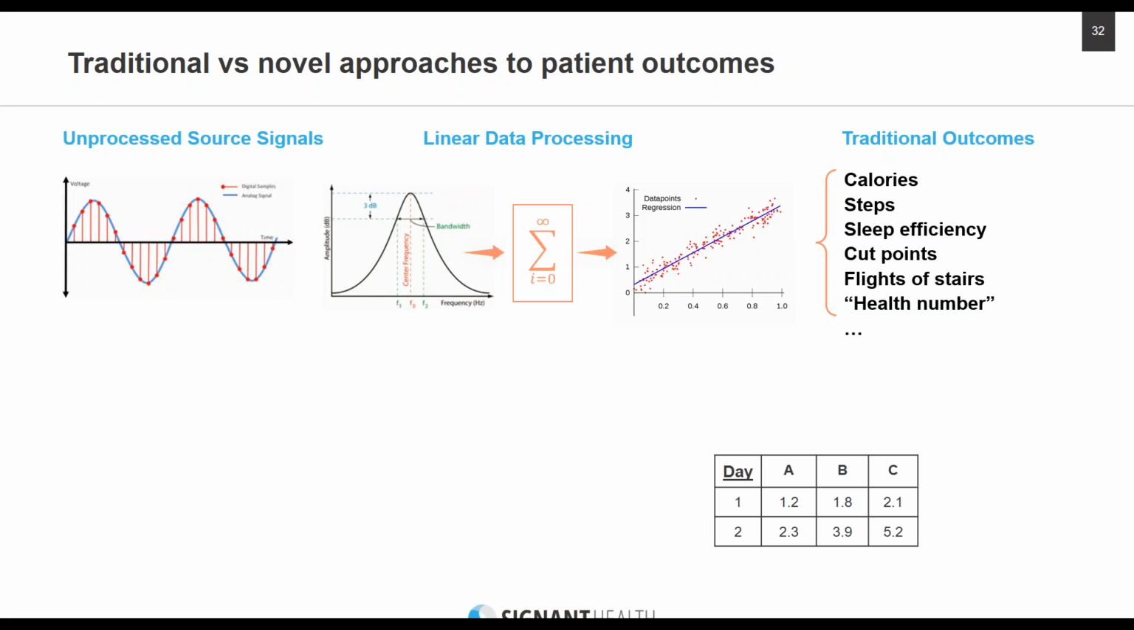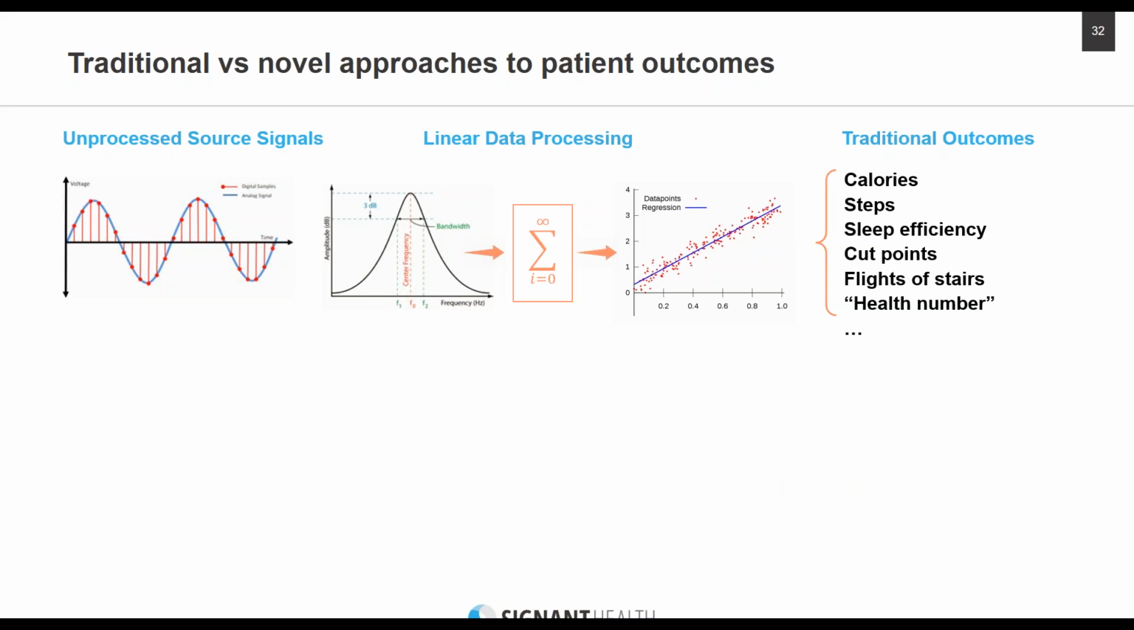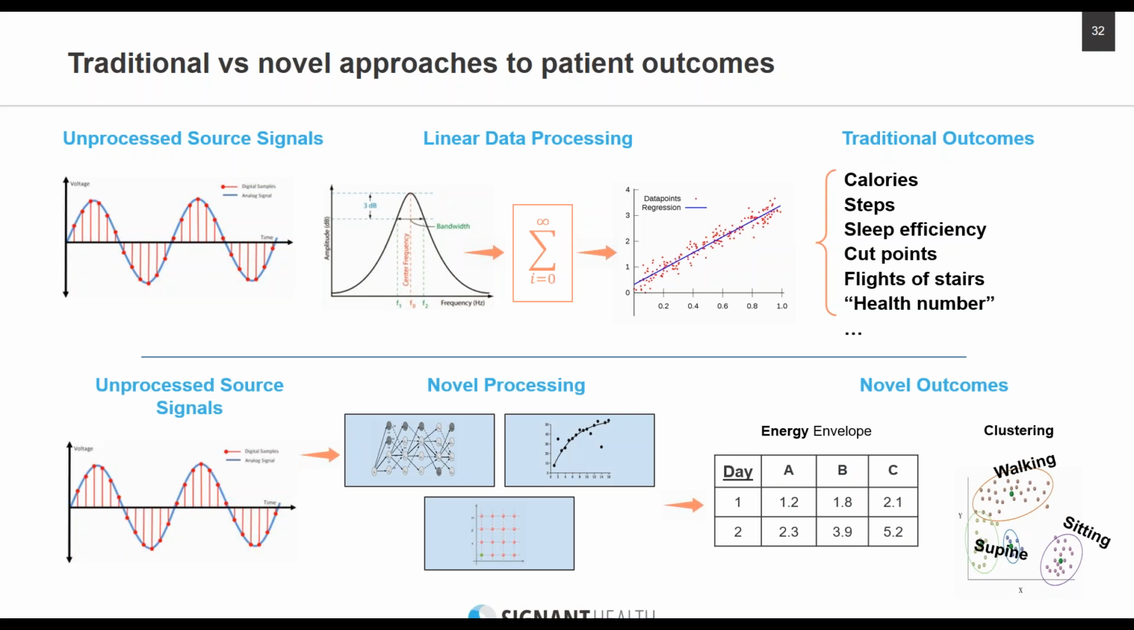I believe where we'll see the future is in novel processing of patient outcomes. So rather than looking at some historically known entity around calories or steps, I think we'll see ourselves looking for different outcomes that we've not yet thought of to be related to human health and drug efficacy. Some of those we see on the right of this graphic are things like energy envelope. Am I seeing more or less entropy in my data? What about clustering of the raw data to look at walking or sitting or lying down?